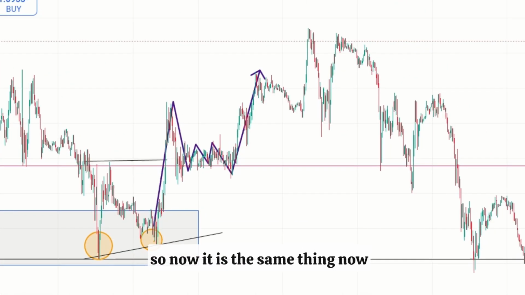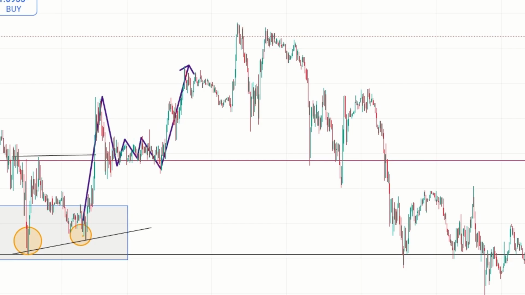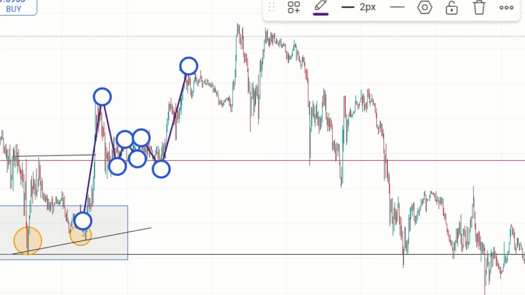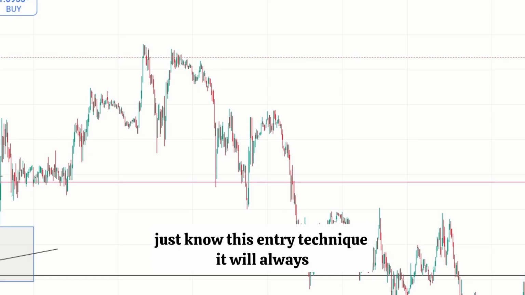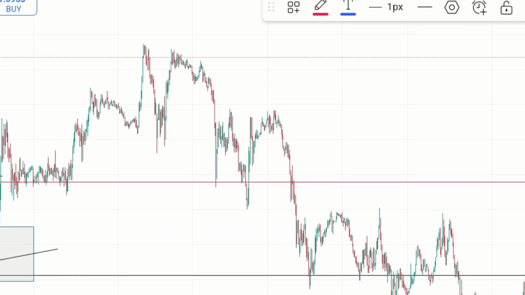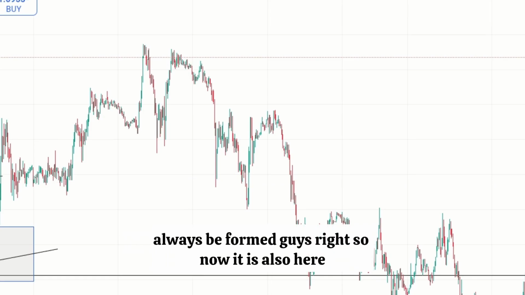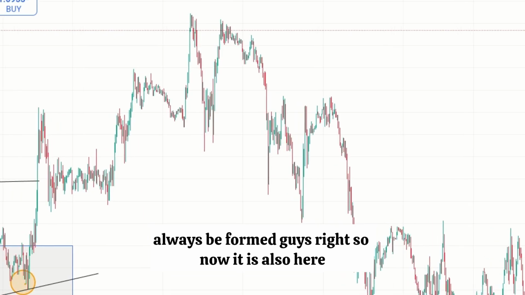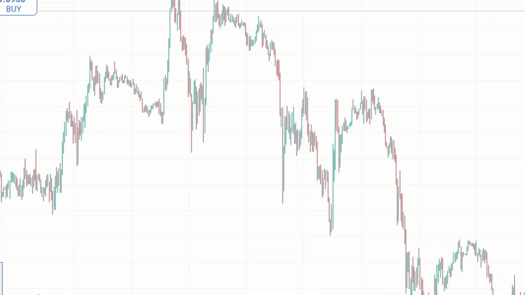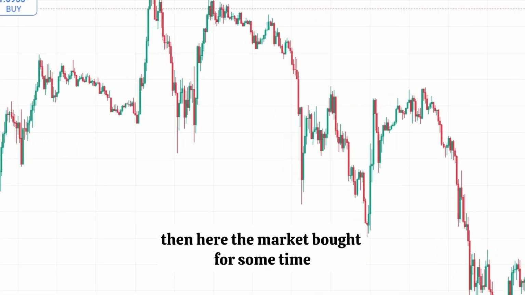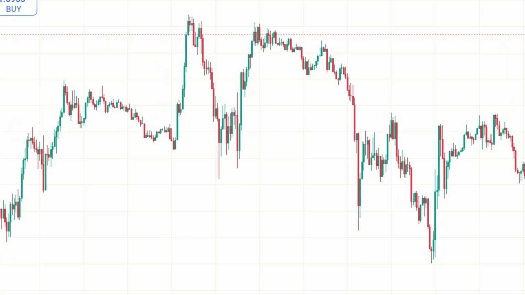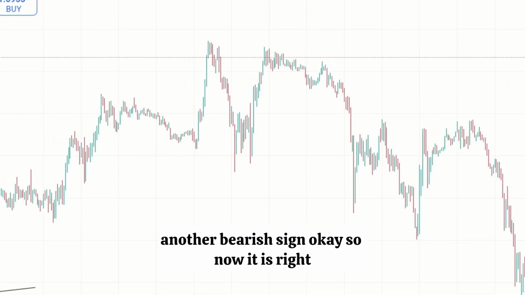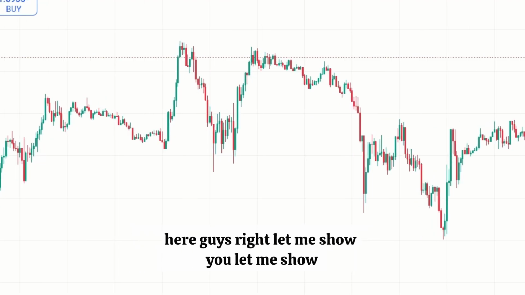It is the same thing right here. Just know this entry technique, it will always appear and it will always be formed, guys. So it is also here. Then here the market bought for some time. Then it reached here, it created another bearish sign. So now it is right here, guys.